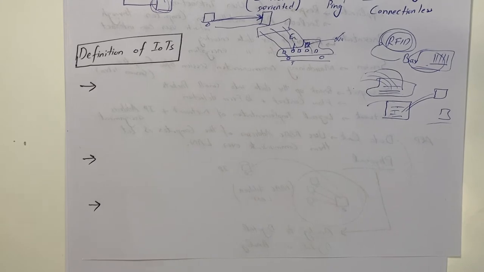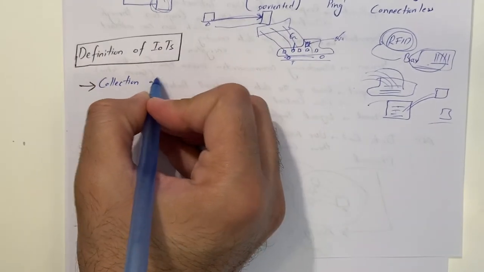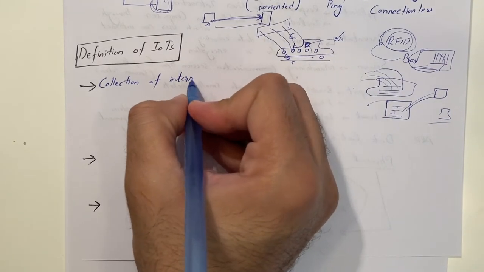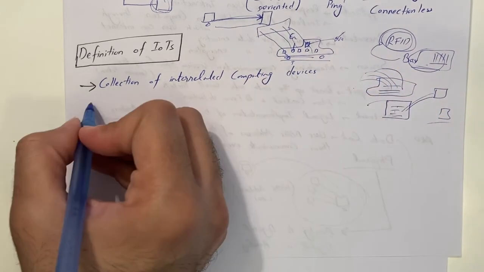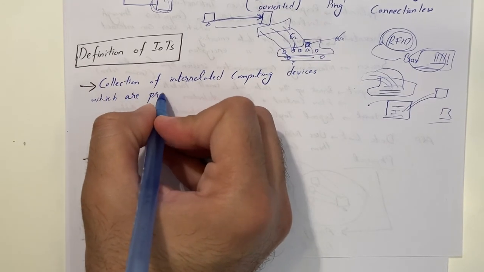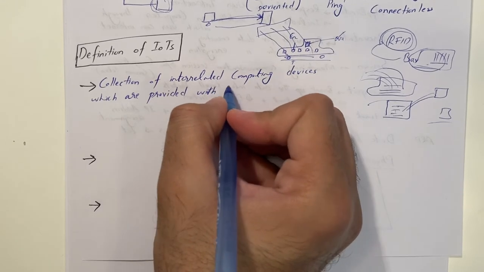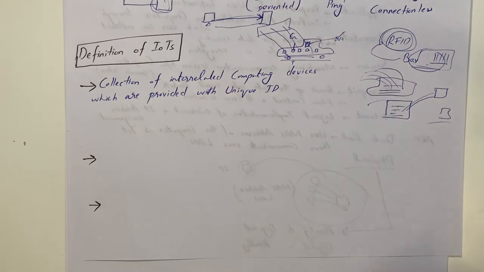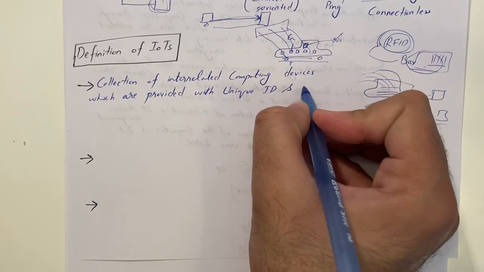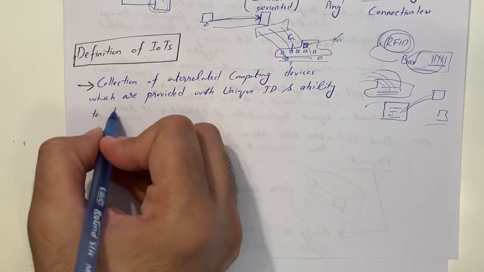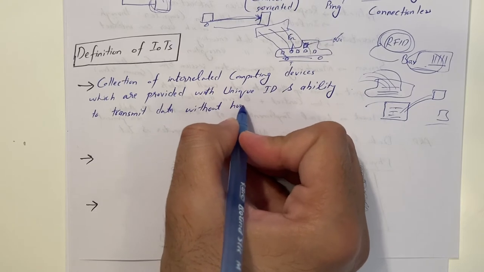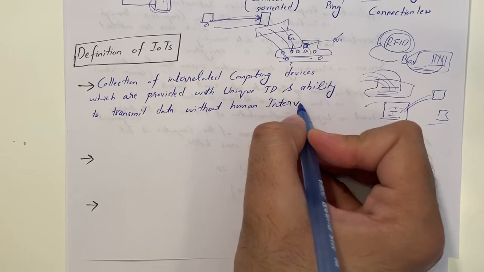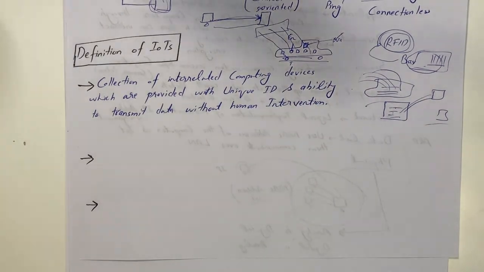So let's come back to the definition now. IoT, Internet of Things, what is that? IoT is a collection of interrelated computing devices which are provided with a unique ID, like the RFID chip, and the ability to transmit data without human intervention. So without human intervention, they can transmit the data autonomously.